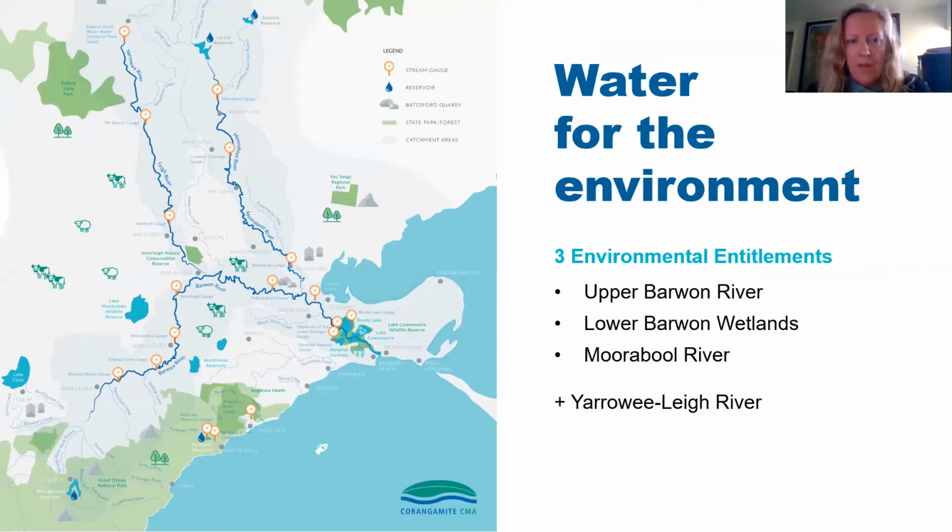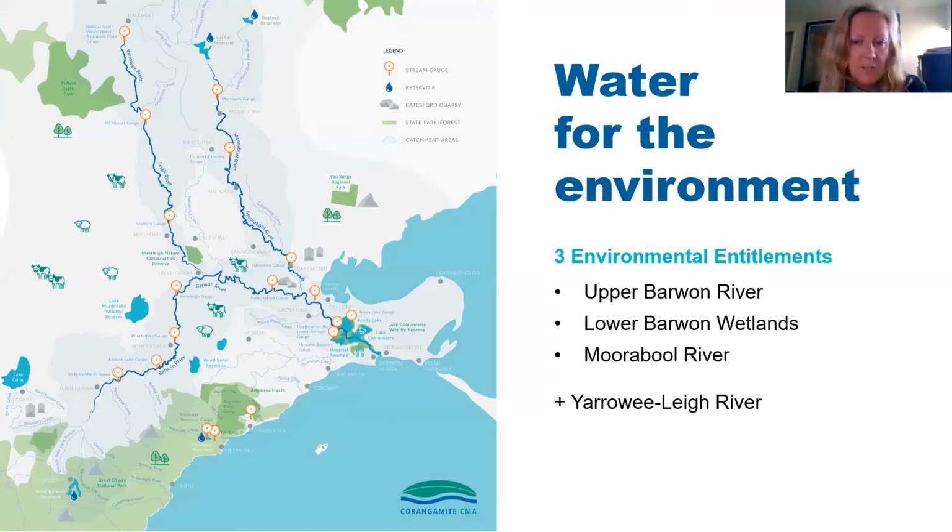And if you have a look at the map there on the slide, you can see the Moorabool River, the most easterly one there. So we have an entitlement in Lal Lal Reservoir, which you can also see on the map there. And we release water as low flow or pulses of water from Lal Lal to help support the ecology of the Moorabool River. So on the Moorabool, flows are less predictable than, say, on the Barwon. So we have a lower confidence in the availability of environmental water for that system.